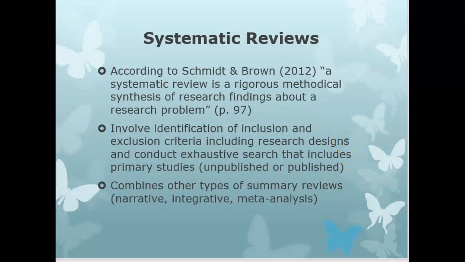Systematic reviews. A systematic review is a rigorous methodological synthesis of research findings about a research problem. We love a systematic review. It uses scientific tools to really identify the information. So they improve identification, inclusion, and exclusion criteria of research design. So they boot out a lot of things that are not good. And then they look for gray papers, published or unpublished information, so the systematic reviews are really the best ones. They dig all through there. It combines other types of summary reviews such as narrative, integrative, and meta-analysis.